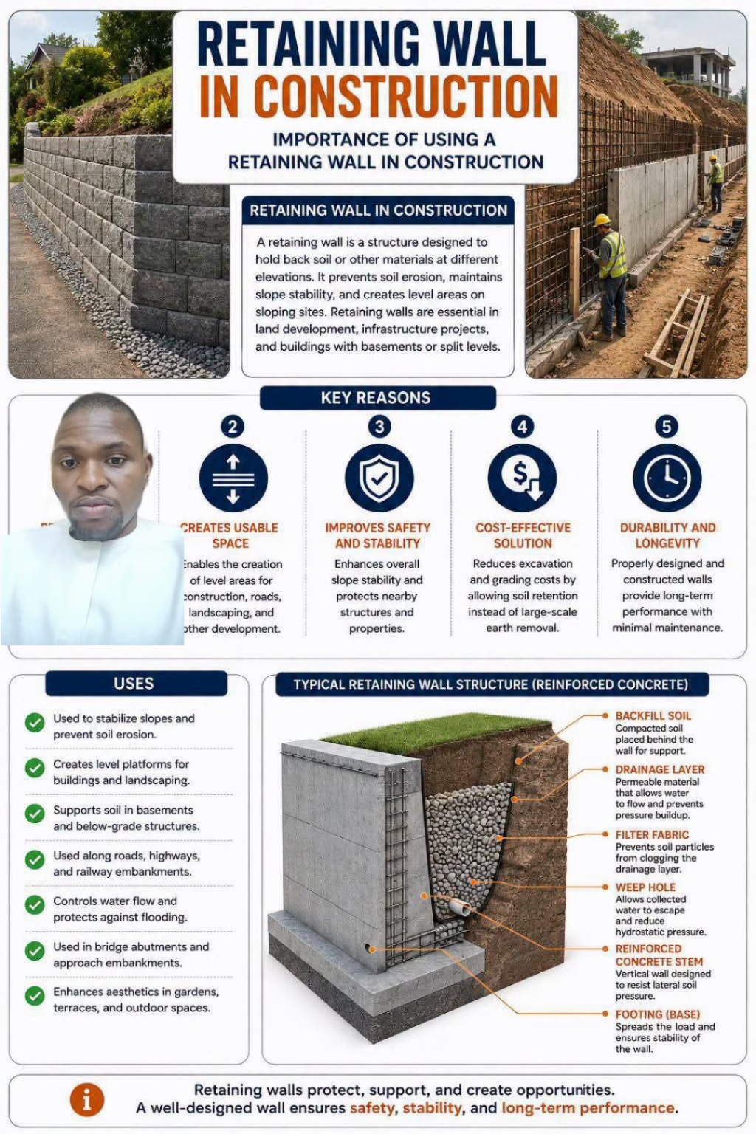So basically, a retaining wall protects, supports, and creates opportunities. A well-designed wall ensures safety, stability, and long-term performance. So these are the things you should be looking out for. The first thing is the safety, then the stability and long-term performance. So there are different kinds of retaining wall, as I've said earlier, but we just give this one as a whole summary of how the retaining wall should look like, the components, the key reasons why we make use of a retaining wall, then the uses and areas of application where we tend to make use of a retaining wall.